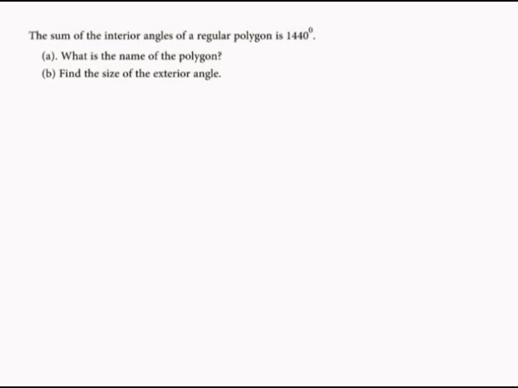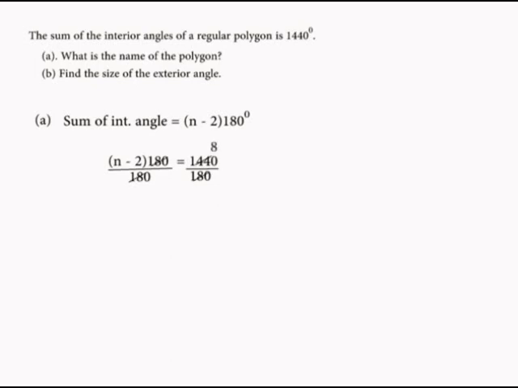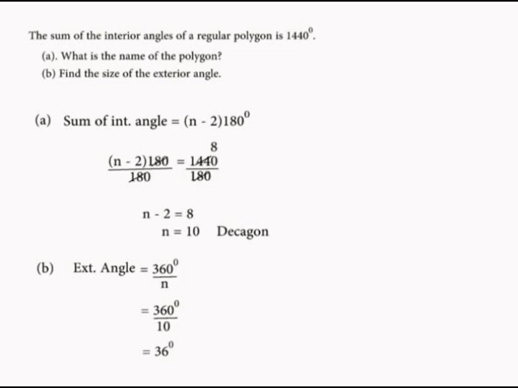So the formula for calculating the sum total of the interior angles is n minus 2 times 180 degrees. So we equate that to 1440. So we have n minus 2 times 180 is equal to 1440. We divide both sides by 180, and if we solve that, n is equal to 10. So the polygon is a decagon. Exterior angle is given by 360 over n. So we have 360 divided by 10, and that is equal to 36 degrees. Good luck with polygons.